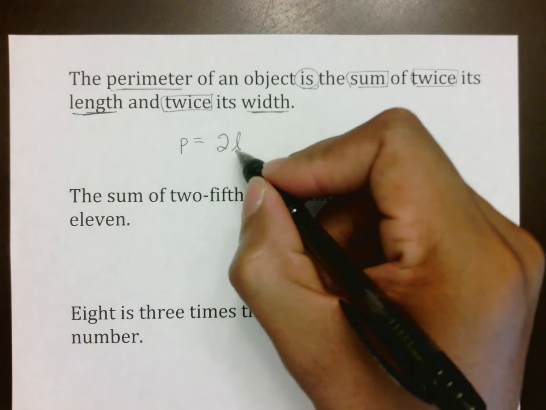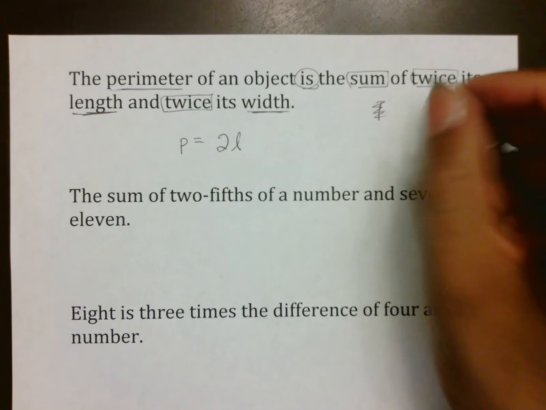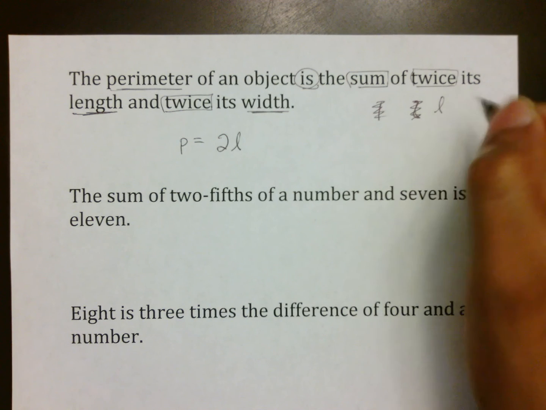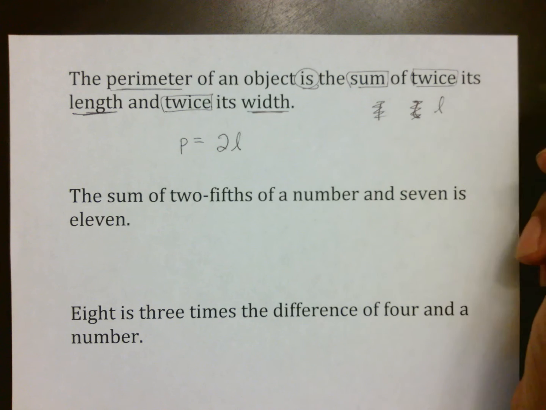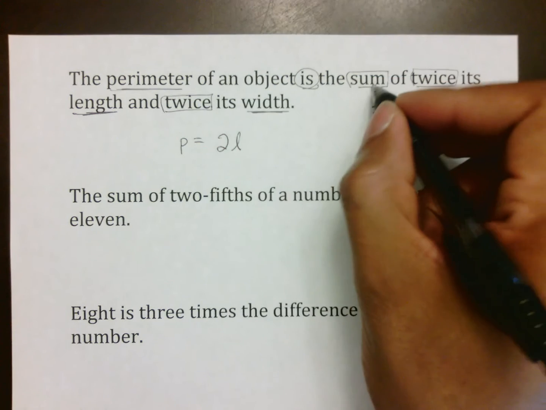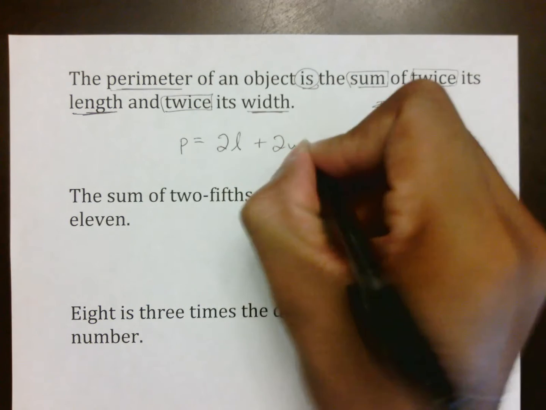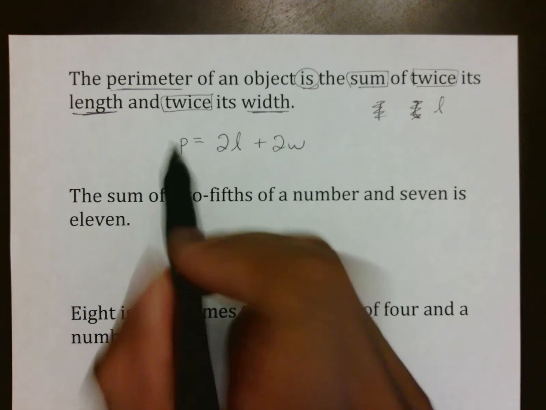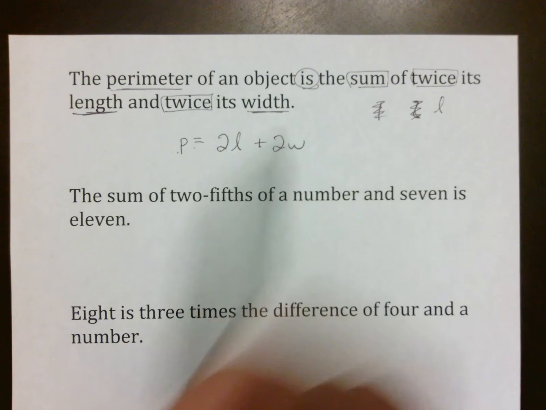The reason I put my L in capital is because an L like this looks like a 1. So find some kind of way. Some people use a funny curve on it, but again, to me, whenever I write an L, I use a cursive L. So you're adding, which means you're summing twice the length and twice the width. And so that would be the way that you would translate that: the perimeter of an object is the sum of twice the length and twice the width.